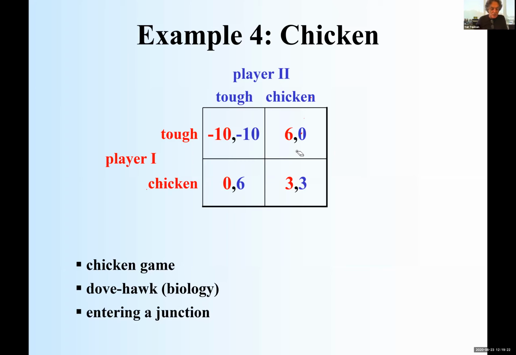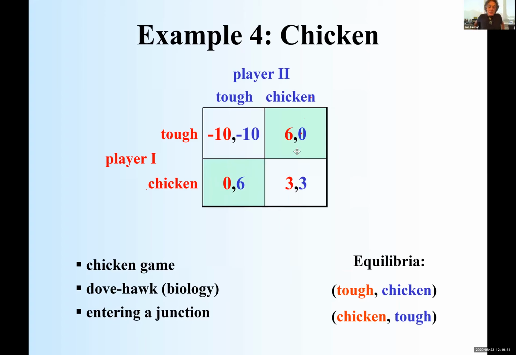Another equilibrium is entering a junction. Another story to that game. All of them are represented by some table like this, a game like this. Let's see what the equilibria are. You have 2 equilibrium points: tough-chicken, where you see 6-0, or chicken-tough, which also gives you 0-6.